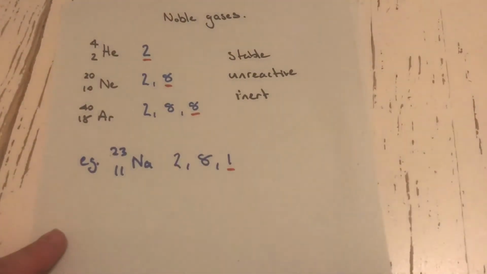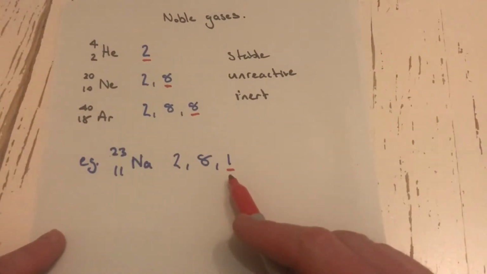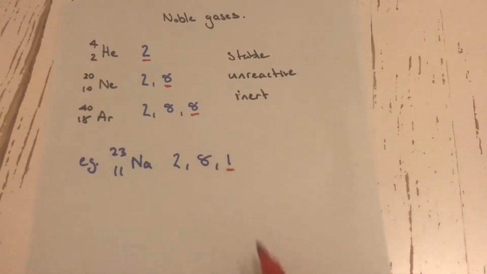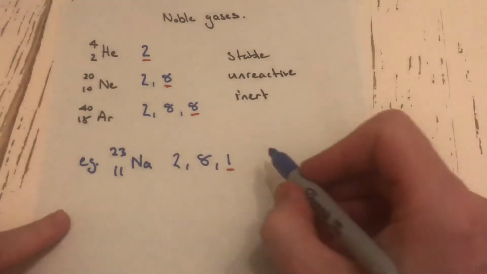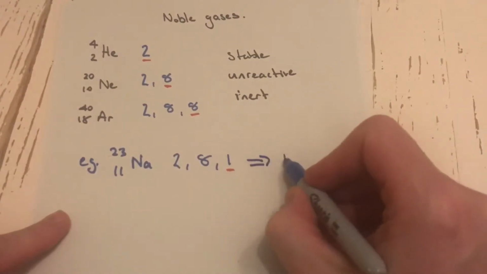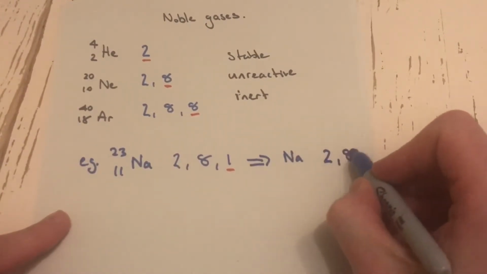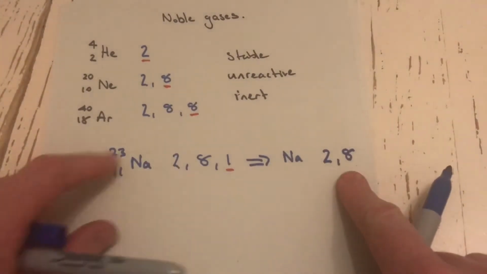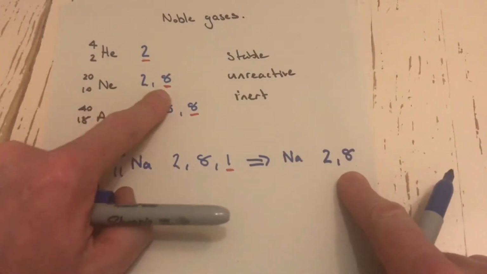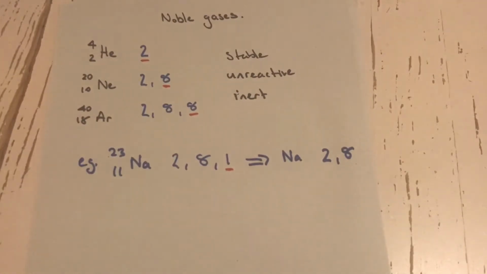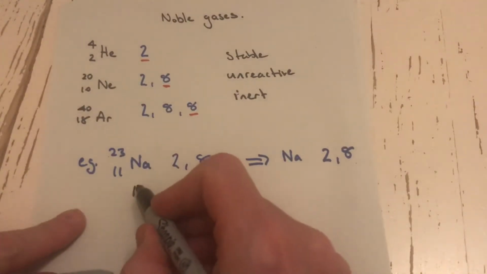It can either gain 7, which is quite difficult to do, or it can lose 1, and losing 1 is much easier. So it needs to lose this 1 electron, and when it does, it stays a sodium, but we're going to come back to what type of sodium it's going to be. It becomes an electron arrangement of 2,8, which is a stable electron arrangement, matching neon.